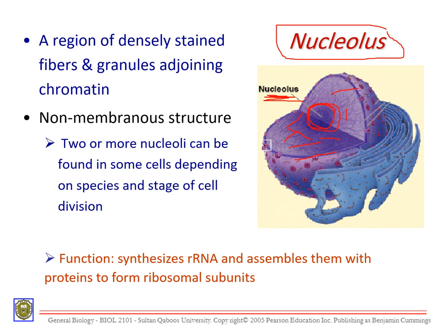What's the function of the nucleolus? It's to synthesize RNA and assemble them with proteins to give us what? Ribosomal subunits. So now we know where the ribosomal subunits are made. Okay, the subunits of the ribosome are made right there in the nucleus.